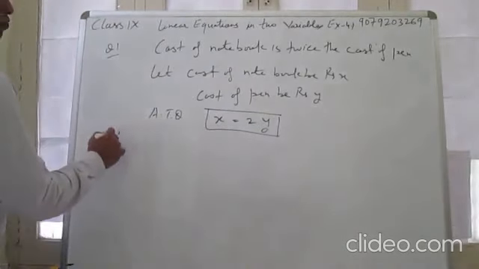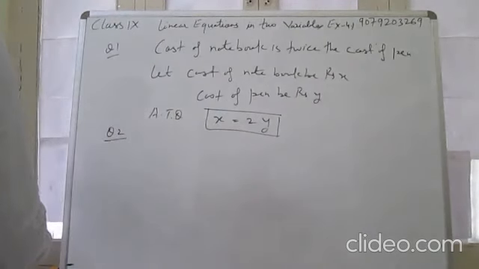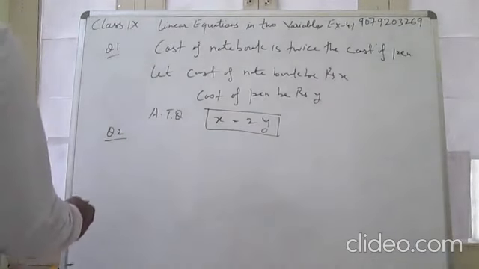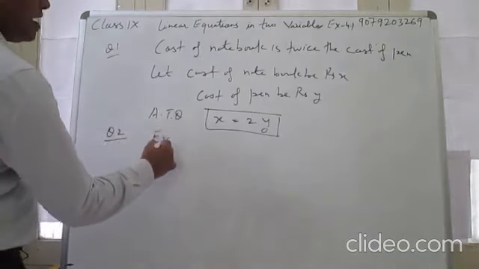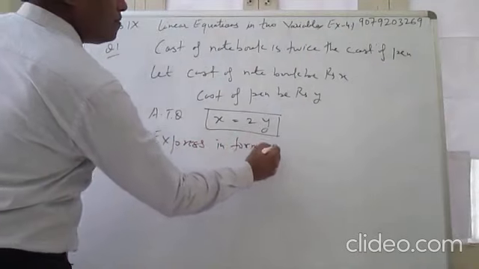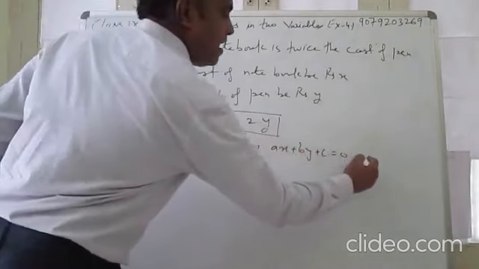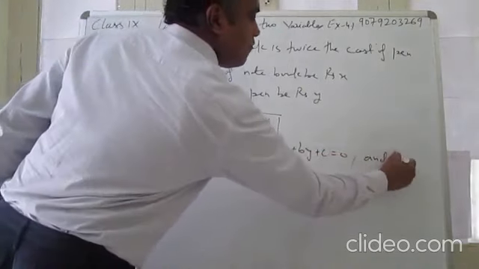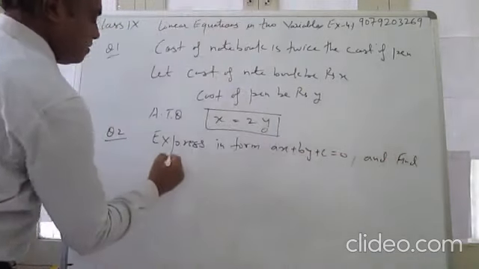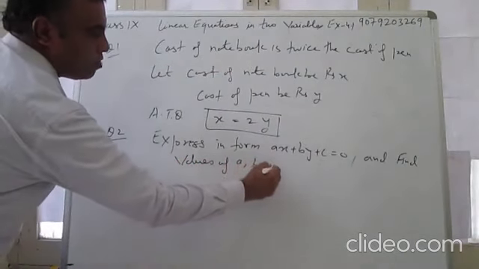Now question 2. Express the following linear equations in the form ax plus by plus c is equal to 0 and indicate the values of a, b, c.